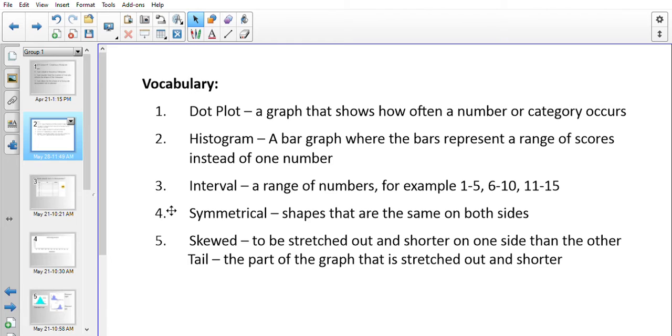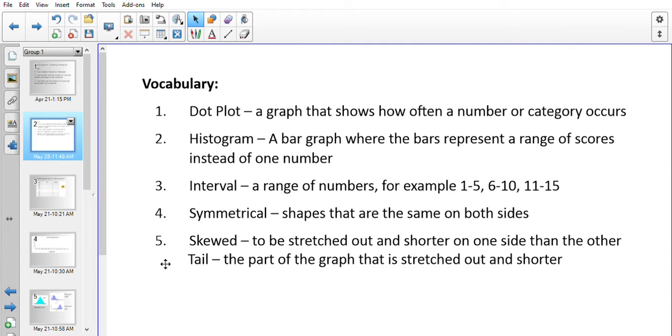Symmetrical means shapes that are the same on both sides. So think of some shapes that are symmetrical, right? Like if I cut a square down the center, both sides of that cut are going to be the same, so they're symmetrical. Your face is symmetrical, right? If I were to make a line going down the center of my face, it's going to be the same more or less on either side.